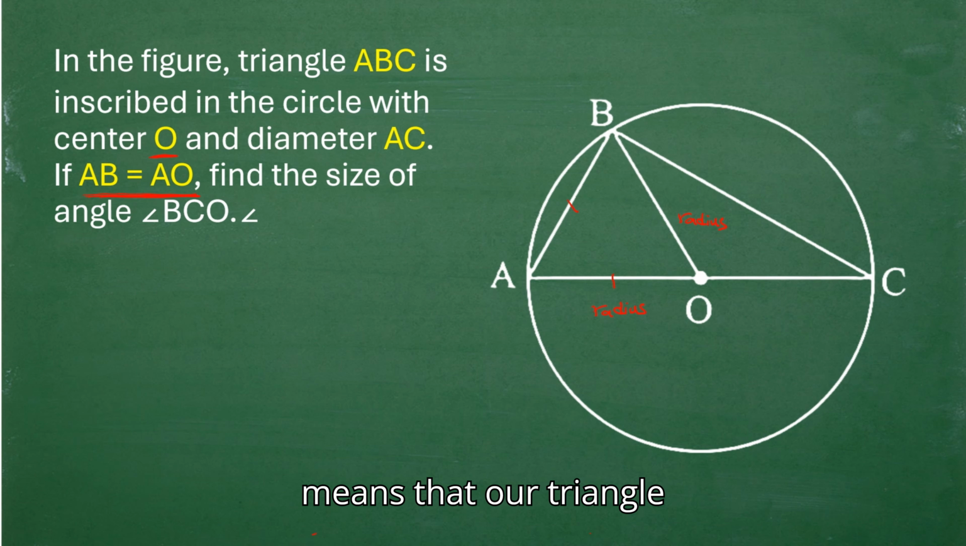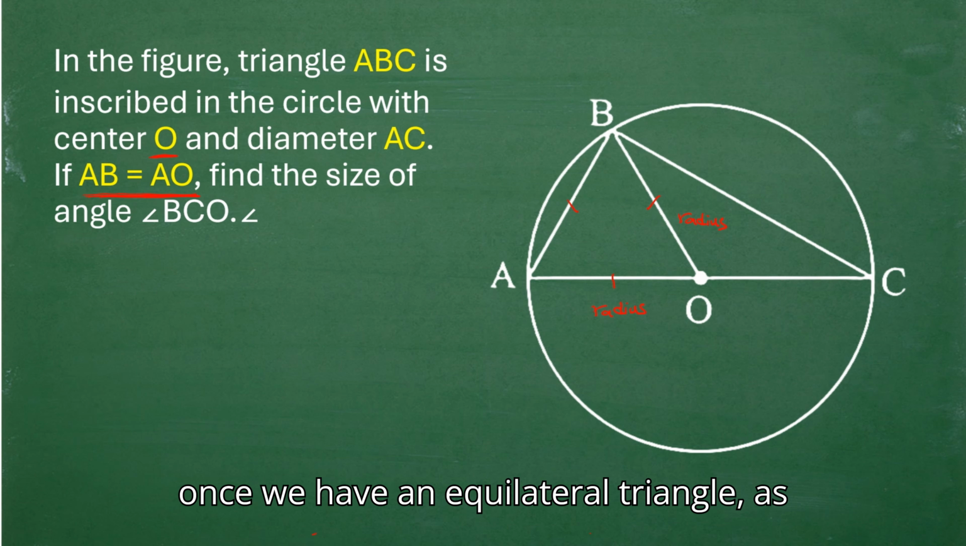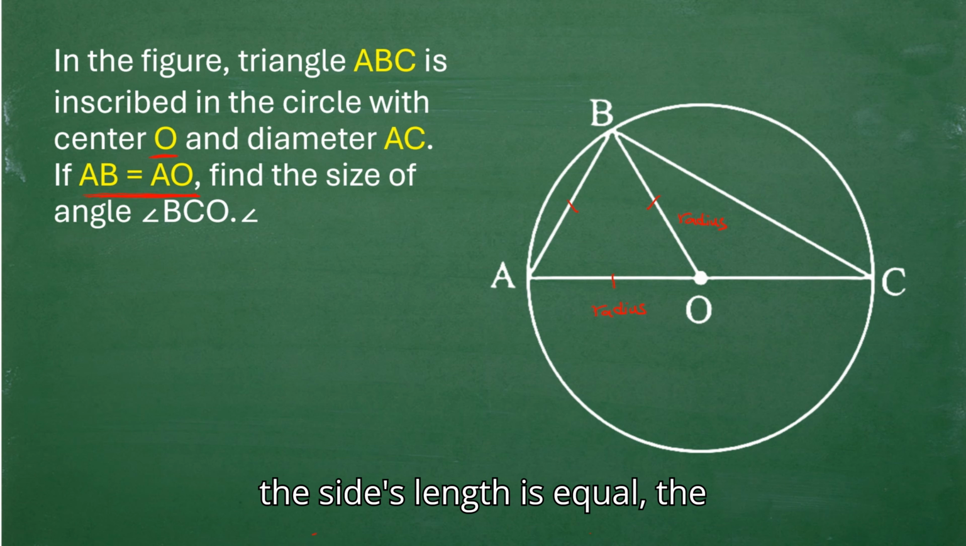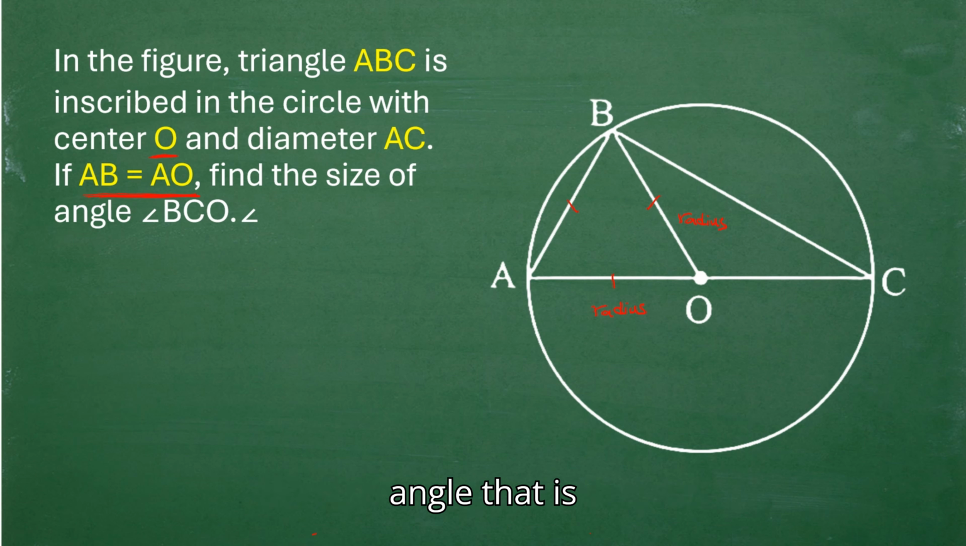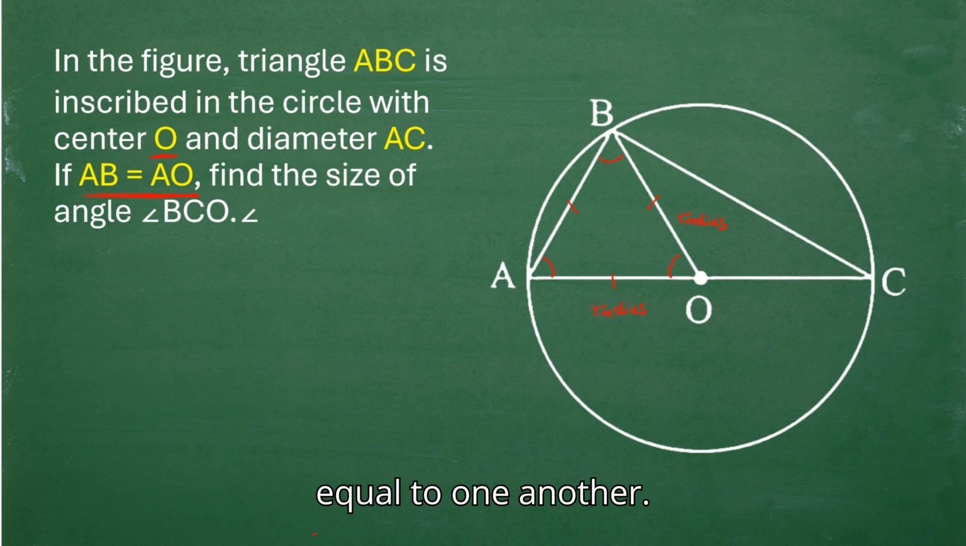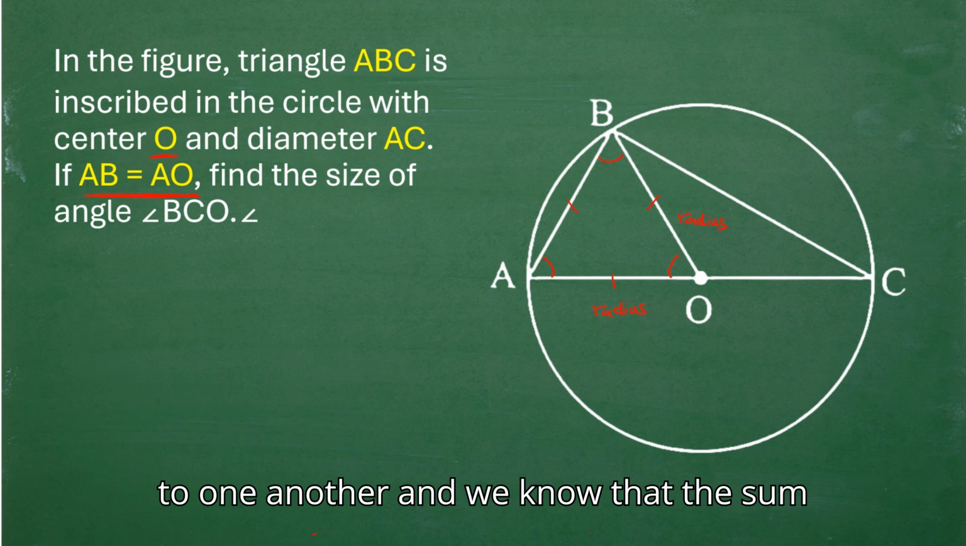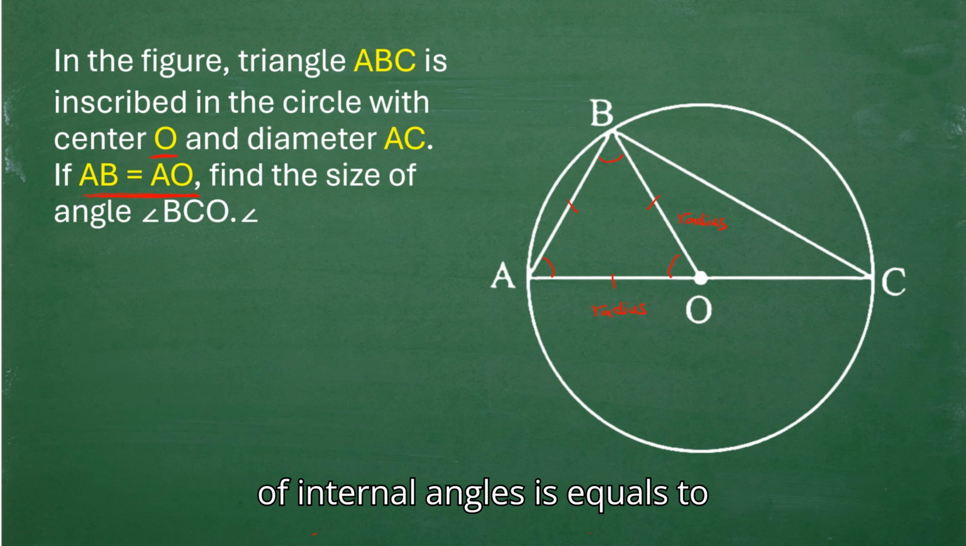Now, this means that our triangle OAB is an equilateral triangle as all the three sides are equal to one another. Now, once we have an equilateral triangle, as the sides' lengths are equal, the angles that are opposite to these sides will also be equal to one another. Since all the three angles are equal to one another and we know that the sum of internal angles is equal to 180, that means that these three angles are 60 degrees each.